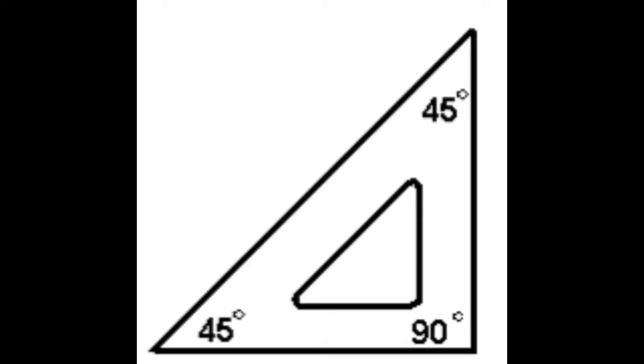The largest angle of this set square is also 90 degree. The other two angles are equal, 45 degree each. This set square has 2 equal sides. This is the set square with the angles 45 degree and 90 degree.